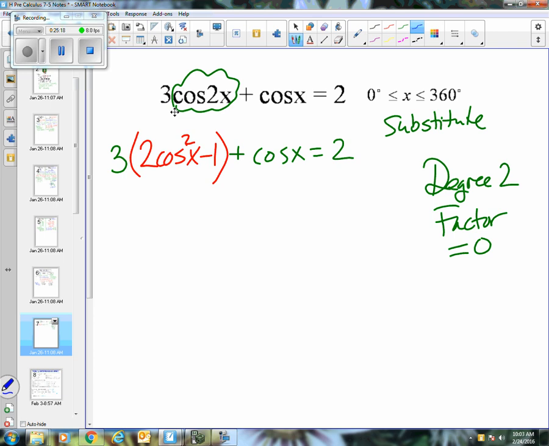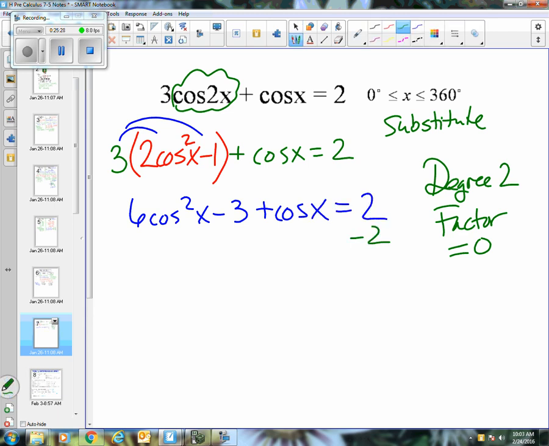So what kinds of things would you do? How about distribute? So 6 cosine squared minus 3. If you forgot those parentheses, guaranteed you'd mess that up. All right, now it's not equal to 0 either, so let's move the 2 over. What are you going to subtract the 2 from on the other side? The 3. If I'm going to look for errors in this question, I'm going to look right there because most likely that's what you're going to mess up.